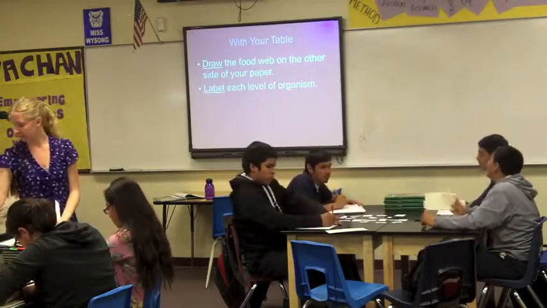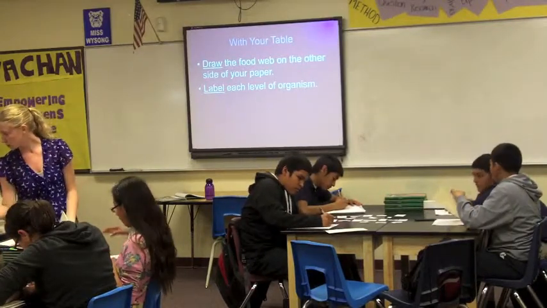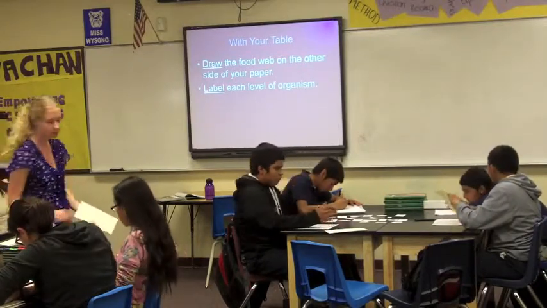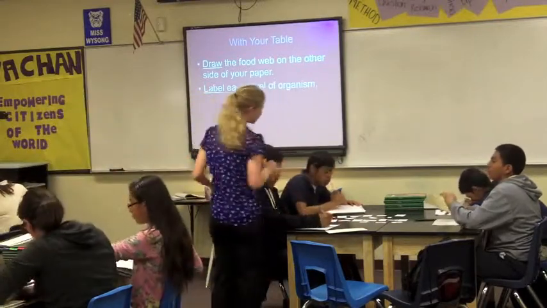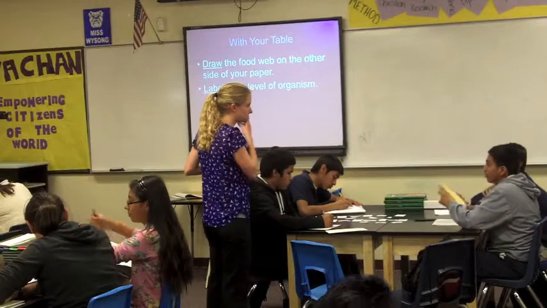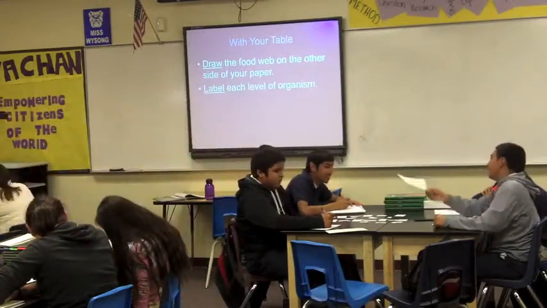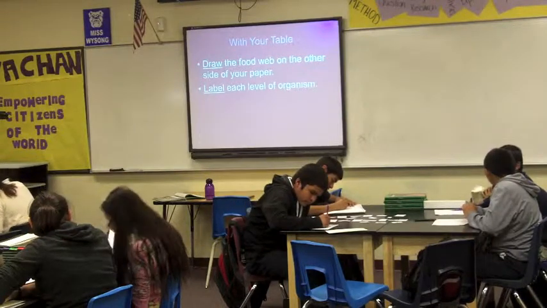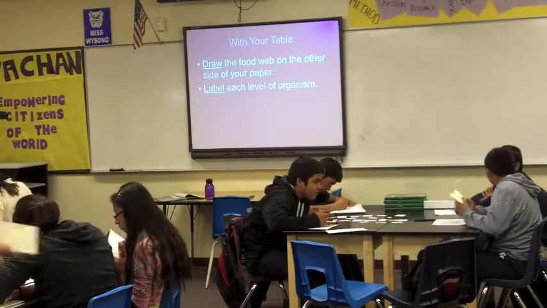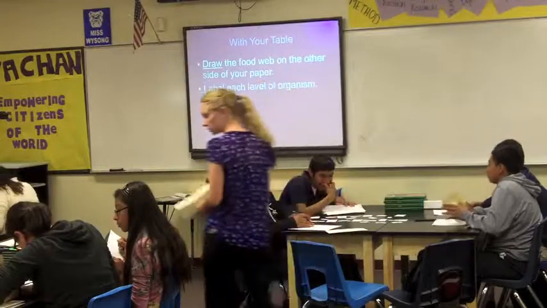All right, flip your paper over. Go ahead and draw this. We're going to write the words. Okay, so write leaves and grass. Good. And then you need labels, right? Miss, can we say air for the most part? Thank you. Okay, looks good. Good. Okay, and labels.